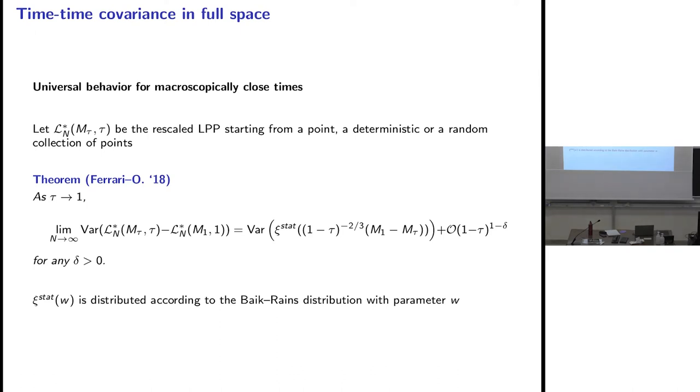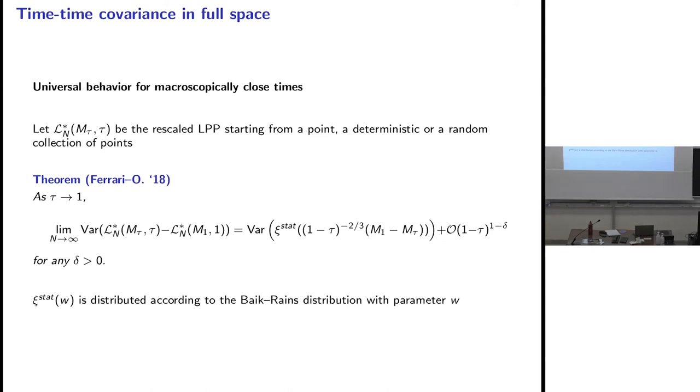And what we show is that in the limit for large time, when the two times are close to each other, so in the limit for tau going to one, you can approximate the variance of the increments of the last passage time for any of these settings by the variance of the stationary state. Stationary is a random variable distributed according to the Baik-Rains distribution, which is the limit distribution for models in the KPZ class starting from stationary initial conditions. And then we have an error term, which is well behaved for the limit tau going to one.